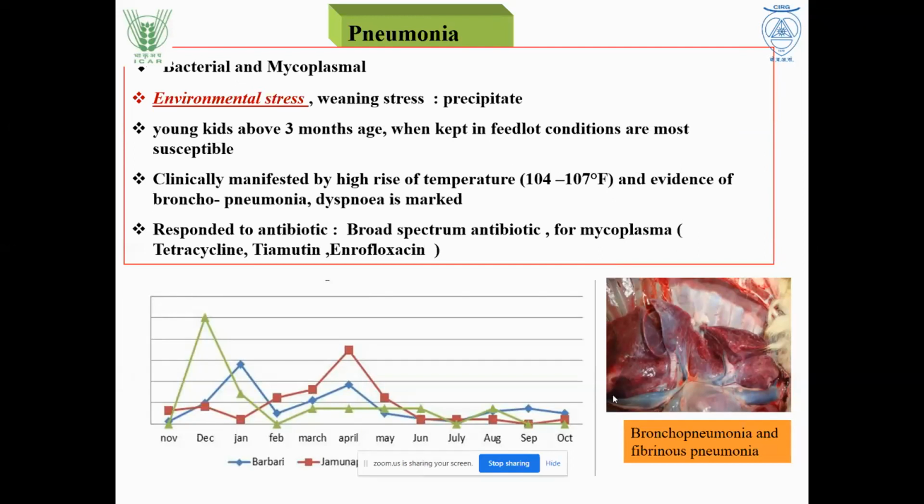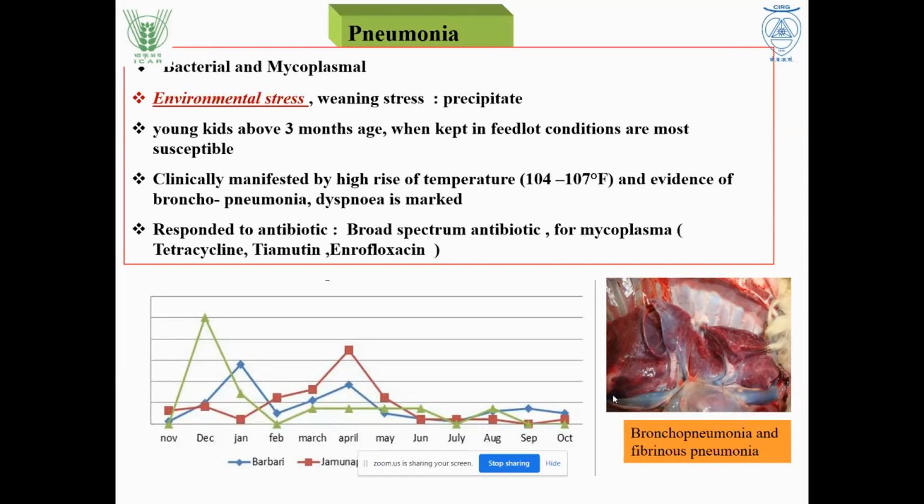So at times of low temperature, especially in the winter season, and in the summer season when you find a sudden rise of temperature, this environmental shock to the animal precipitates pneumonia. One of the other important stresses is weaning stress. At 3 months, when the animal is weaned from the mother, pneumonia also becomes a problem. This disease can be identified very easily by farmers. There is respiratory distress, nasal discharge, and if it is not treated, the animal may die.